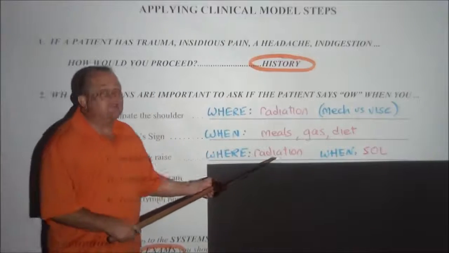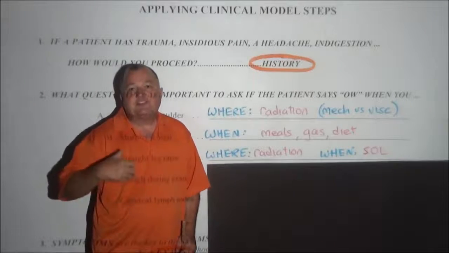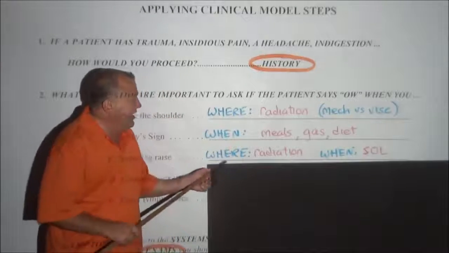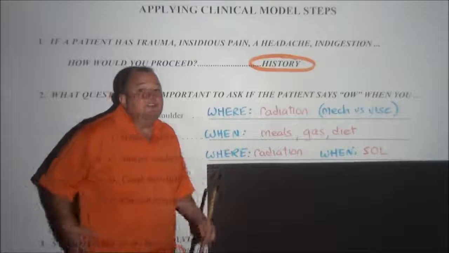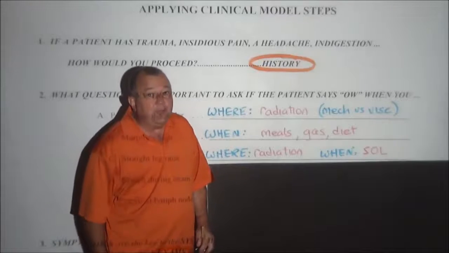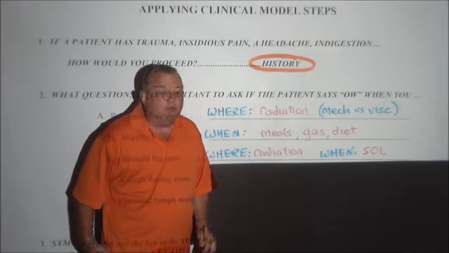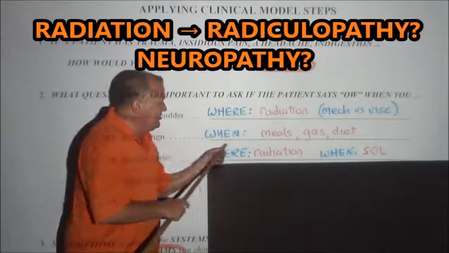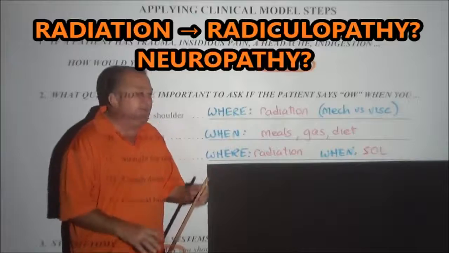Okay, so the where is the radiation. How far down your leg? Does it go into the top of your foot, the side of your foot, the inside of your foot, the lateral foot, the bottom of your foot? That's going to give you the nerve root. Or if it doesn't go all the way to below the knee, then maybe it's just sciatic referral. So this is going to help us determine whether it's radiculopathy or neuropathy. The radiation is a key part of the neurological evaluation.